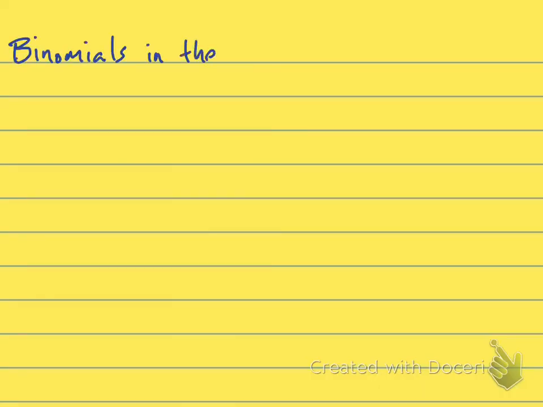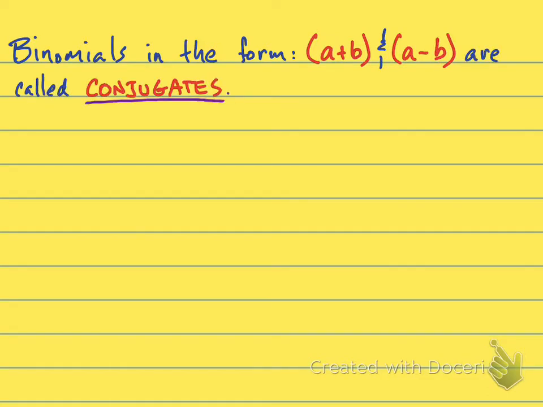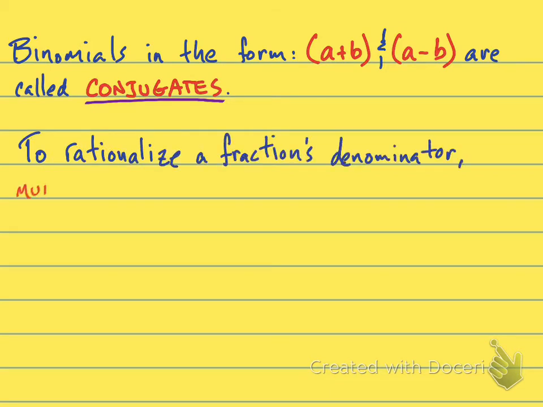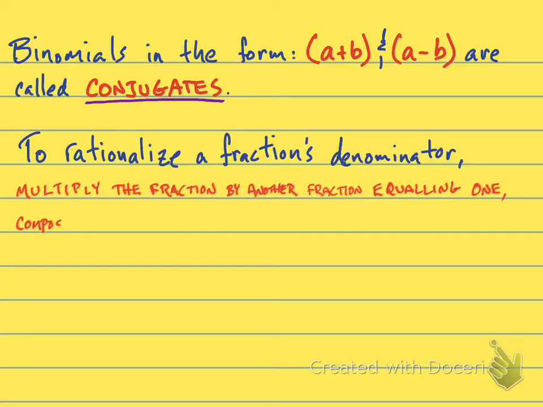I just wanted to summarize a little bit what we're doing. First off, defining that term, conjugate. Binomials in the form a plus b and a minus b are called conjugates of one another. Once again, it's the same first number and opposite second number that makes them conjugates. Now, in some cases, to rationalize the denominators of some kinds of fractions, you multiply the fraction by another fraction equaling 1, a fancy form of 1. And that fraction is composed of the conjugate of the denominator over itself.